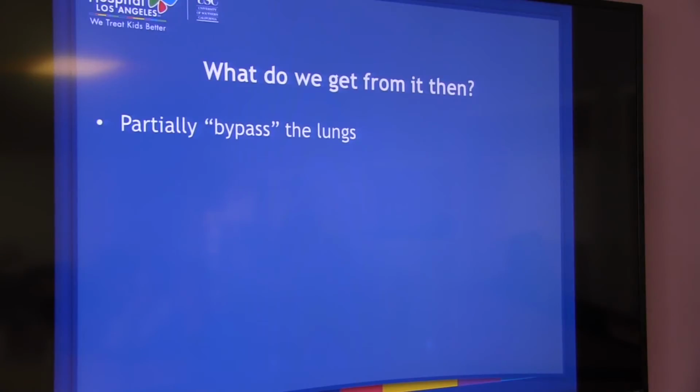It's hard for me to even conceptualize it as bypass or think about it in those words, because when I do, I start to think that the lungs are out of the equation, and the lungs are not out of the equation. It's just that you're not relying on them to function as your gas exchange.